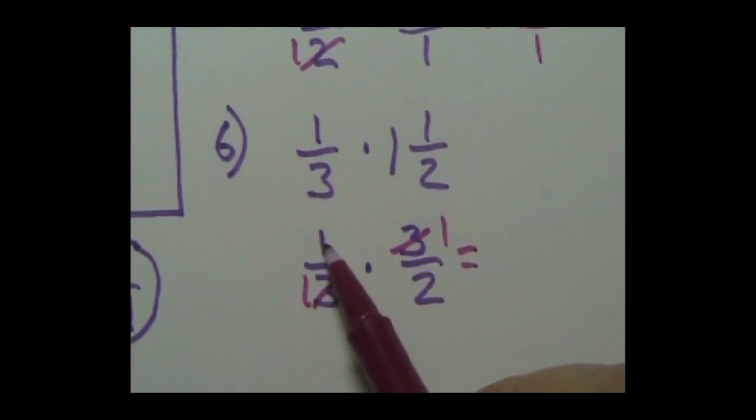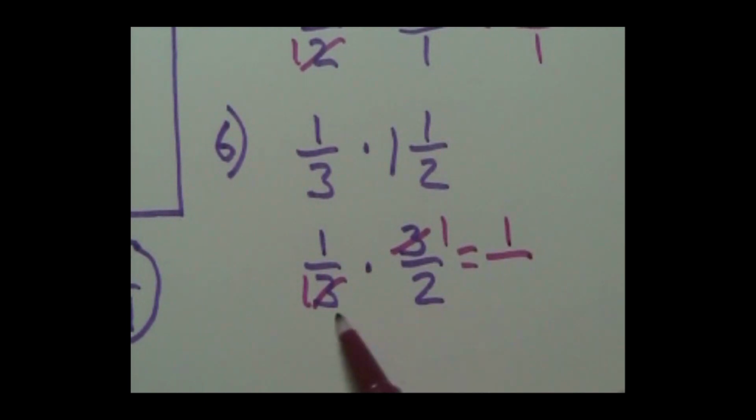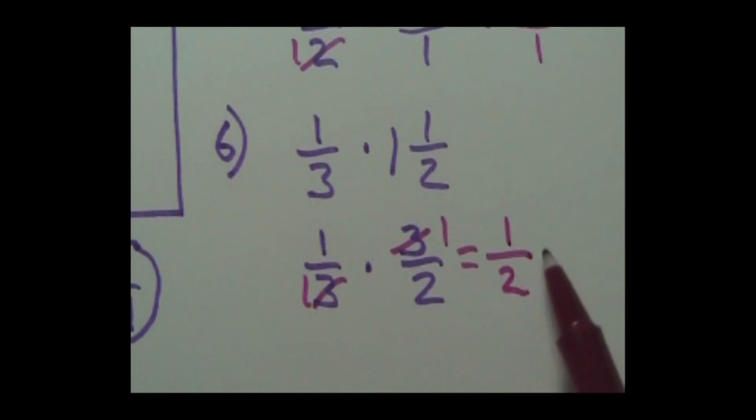So what do I have left? I have on top 1 times 1, that's 1. On the bottom, 1 times 2.